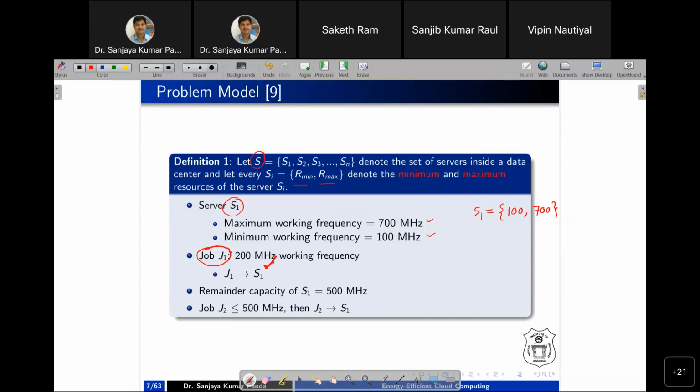The remaining capacity is the maximum capacity minus whatever capacity you have given. That is 700 minus 200, so you have 500. If you want to execute another job in the same server simultaneously, then the condition is that the job's frequency should be less than or equal to 500 megahertz, because 200 megahertz you have already given for job one based on its requirement. Otherwise, server S1 is not able to execute the job J2.